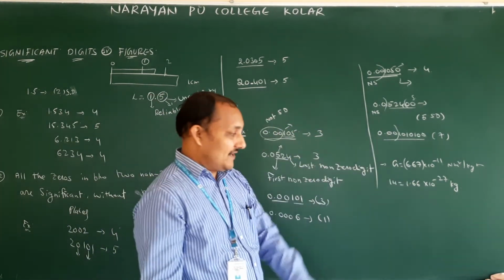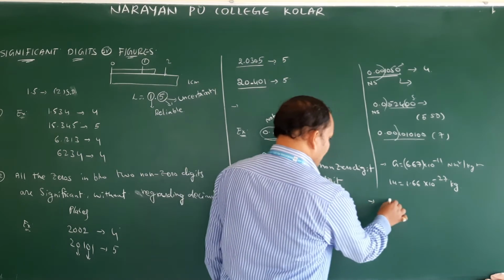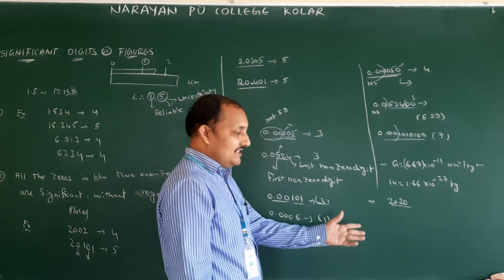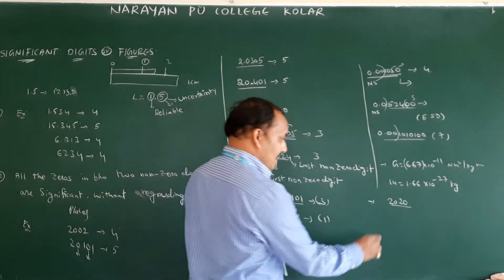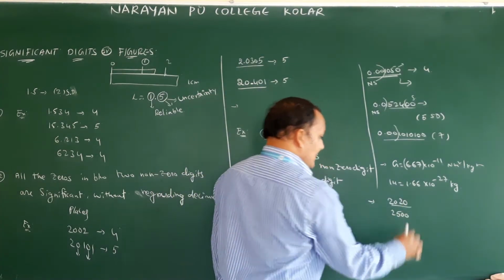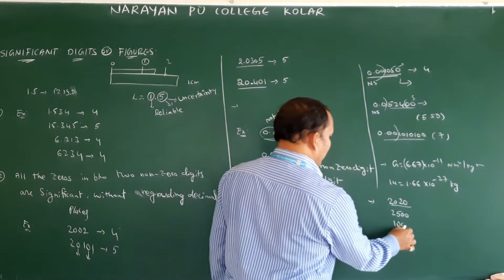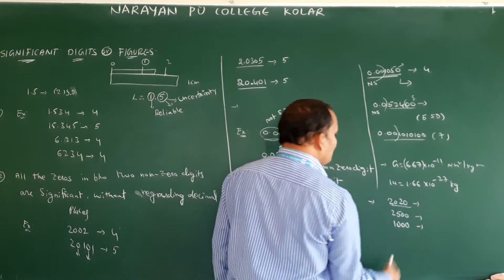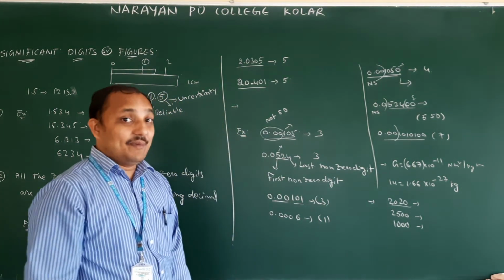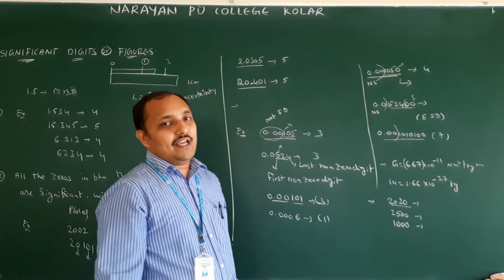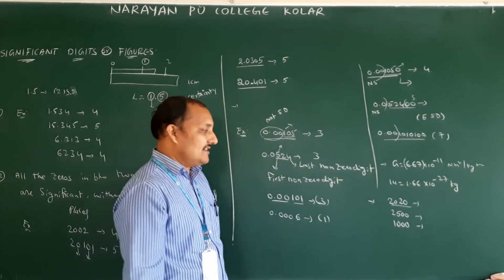So I gave some numbers for you. Now, 2020, this year 2020. In this, how many significant digits are there? 2500, or 2500. 1000. Now, how many significant digits are there? So with this, if I give any number, you can write how many significant digits are there.